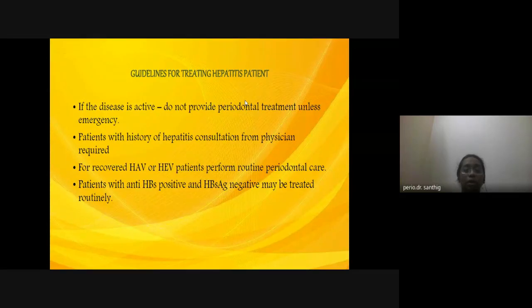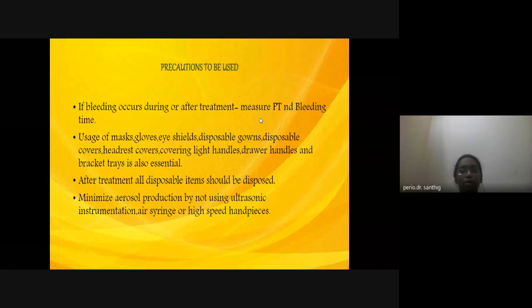So these are the guidelines for treating hepatitis patients. If the disease is active, you should not give any periodontal treatment unless it is an emergency, and you have to consult the physician regarding the hepatitis condition. If the patient has recovered, you can do routine periodontal care, and patients with anti-HBs positive and antigen negative may be treated routinely.